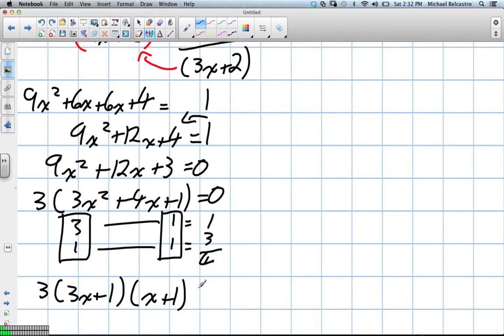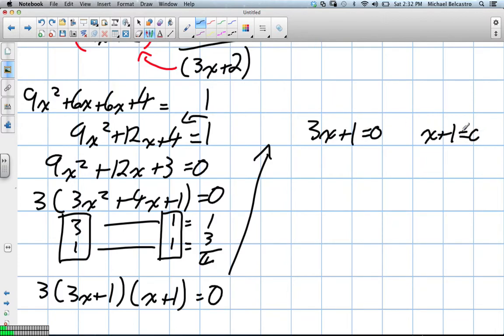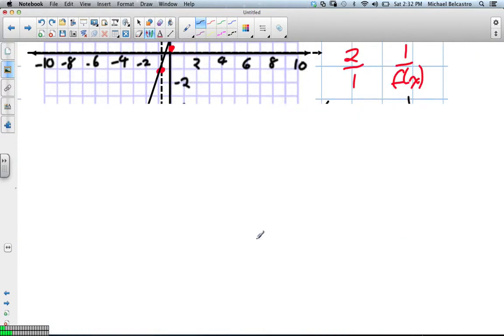Right? And is equal to, you could say, y in this case, or 0. If you set it equal to 0, we'll just kind of scoot up here. That will give us 3x plus 1 equals 0, and x plus 1 equals 0. So in this case, x is negative a third, and here x is negative 1. So let's go up to our graph.